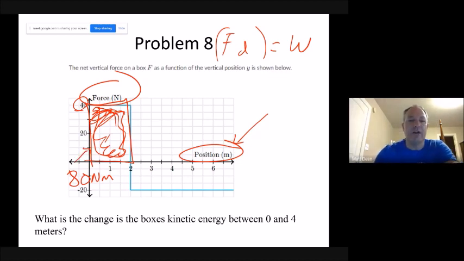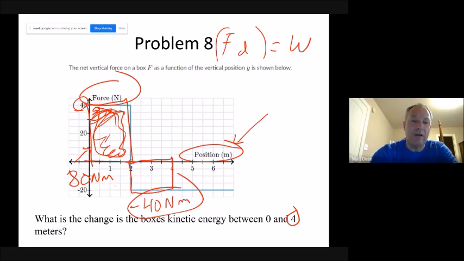Now we want to find the area under the second part of the graph, which is from 2 to 4. Remember, the problem only asks us to go to 4 meters. So we're going to make this a rectangle between 2 and 4. This rectangle has a height of -20 and a width of 2. So we're going to go -20 times 2, and we're going to get a work here of -40 newton meters.